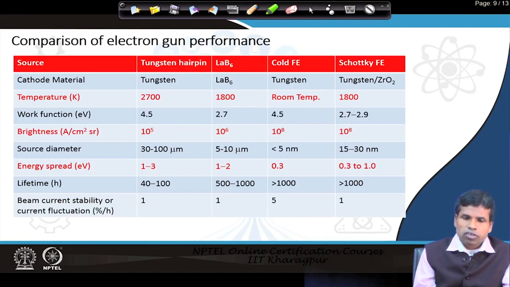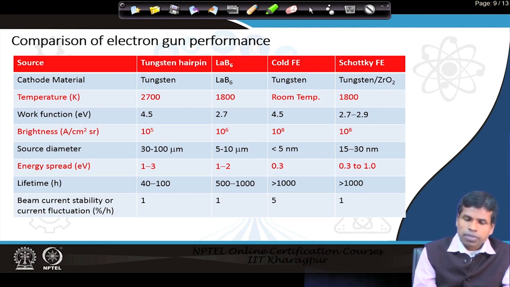So if we compare the electron gun performance, we have the cathode material. It can be tungsten, the tungsten hairpin gun, which is a thermionic gun. Then we can have lanthanum hexaboride. Then there is the cold field emission gun, where we do not use temperature; we call it cold because it is operated at room temperature. There also we use tungsten as the cathode material. Then in the Schottky field emission gun, tungsten is again used, coated with zirconia, and there we apply temperature.